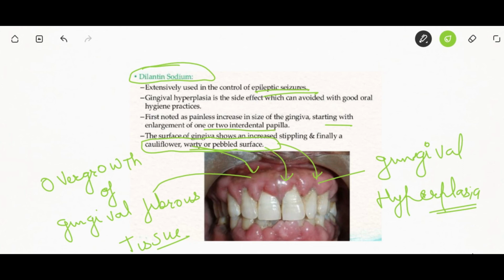This hyperplasia of the oral mucosa is entirely confined to the gingiva, the gingival tissue surrounding the teeth.